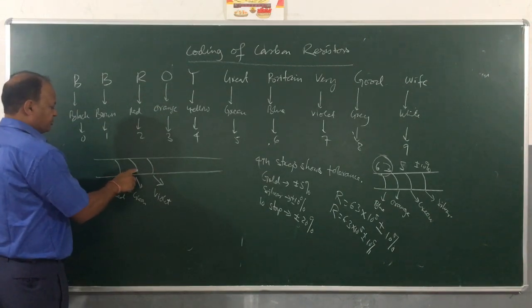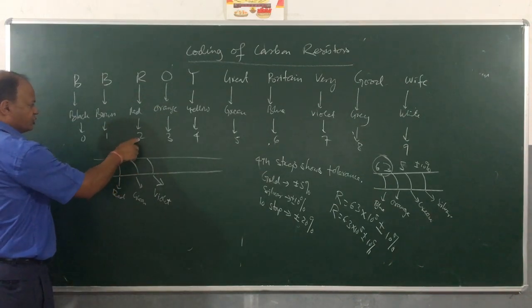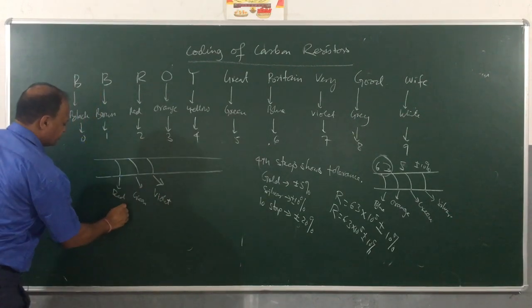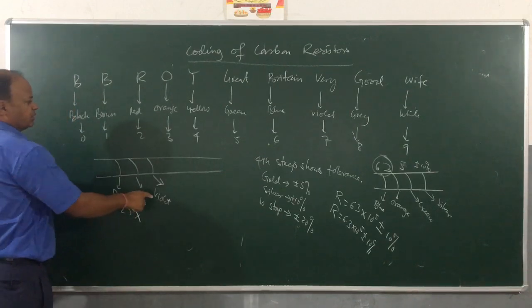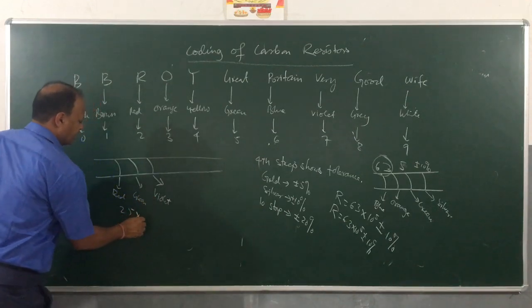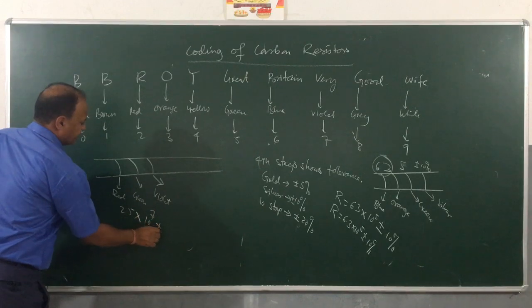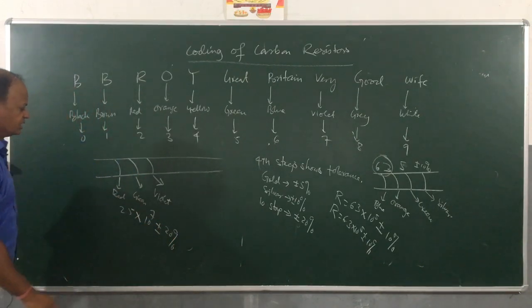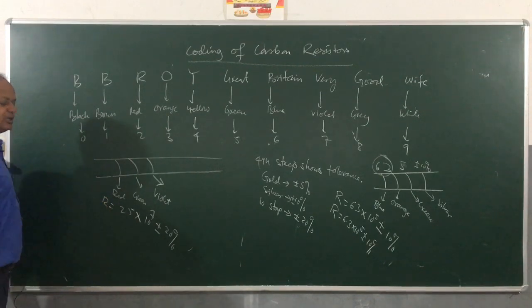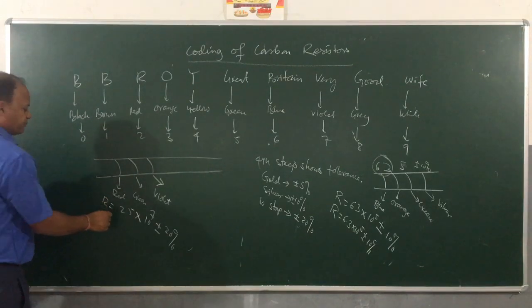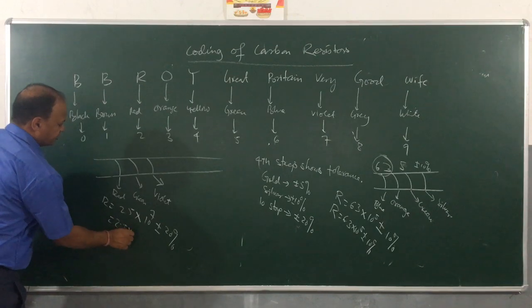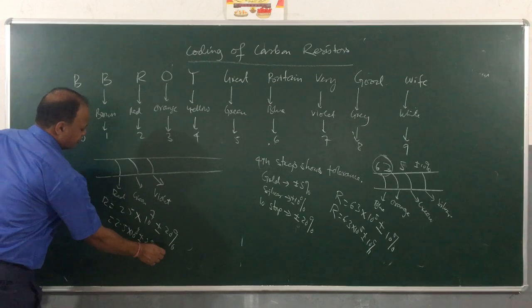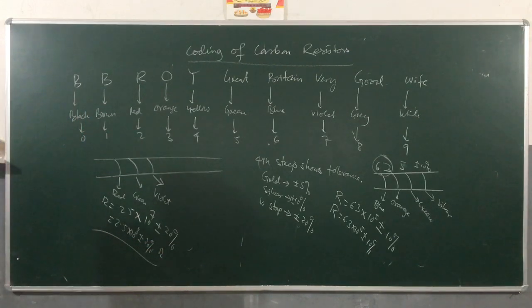The first two stripes will be the first two significant figures. So red is 2, green is how much? 5, so it will be 25 into violet is how much? 7, 10 to the power 7, and the fourth stripe is not there, so error is how much? Plus minus 20%. So this is the resistance of the carbon resistor. We can write it properly: 2.5 into 10 to the power 8 plus minus 20%, and this will be ohm. Unit of resistance is ohm.